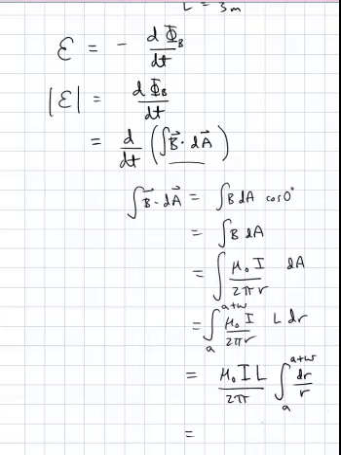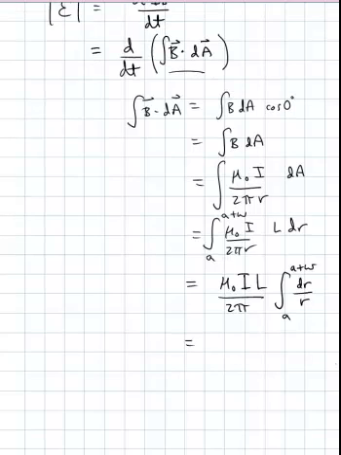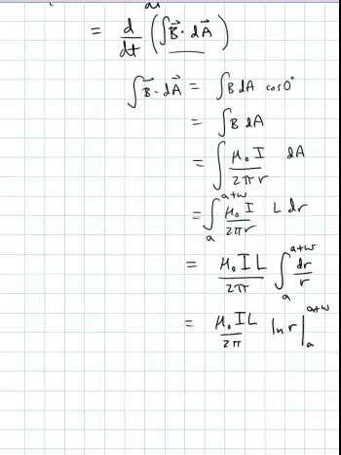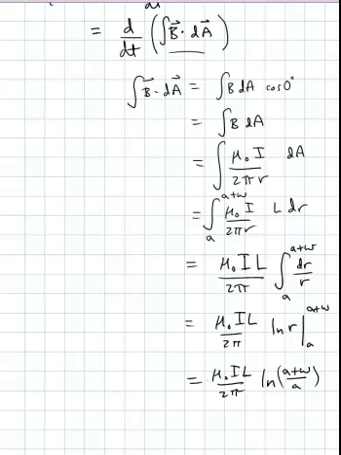And that gives me a natural log of r, evaluated from A to A plus W. And the natural log of A plus W minus the natural log of A is the natural log of A plus W divided by A. Okay, so now I have the flux, and now I have to take the time derivative.